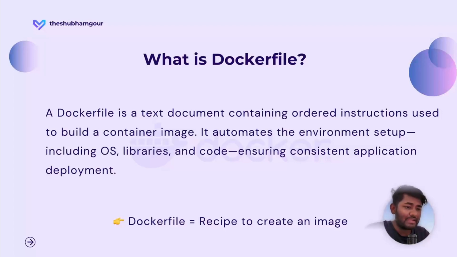A Dockerfile is a text document containing the ordered instructions used to build a container image, right? As I mentioned earlier, if you know how to cook, you follow a pattern for creating the dish. The same pattern is followed here, but instead of cooking, here we are dealing with the application. So it automates the environment setup, including the operating system, the libraries, and the code, ensuring consistent operation of the application, and hence it results in application deployment without any discrepancies.